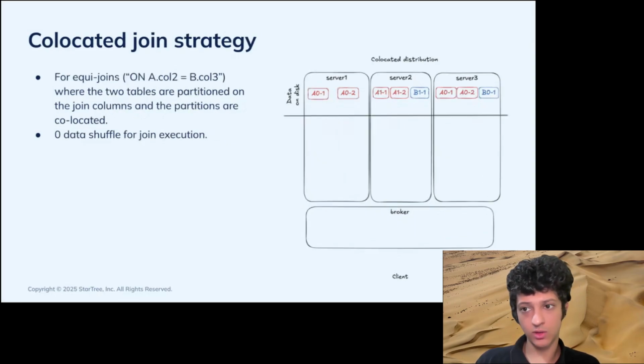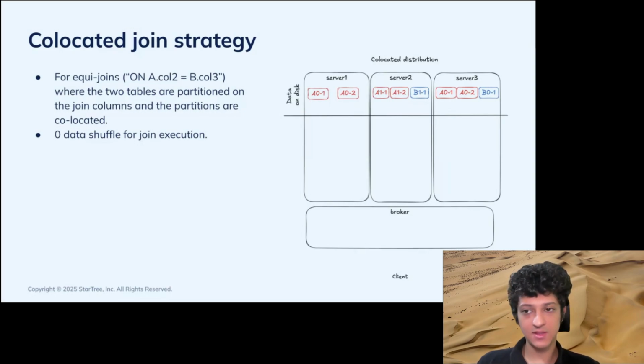So moving on, we have something called a co-located join that completely eliminates data shuffle. So this requires a number of conditions to hold. So this is going to be useful only for equijoins. So again, two columns being equal as the join condition. And the two tables need to be physically partitioned on the join columns, and the partitions need to be co-located.